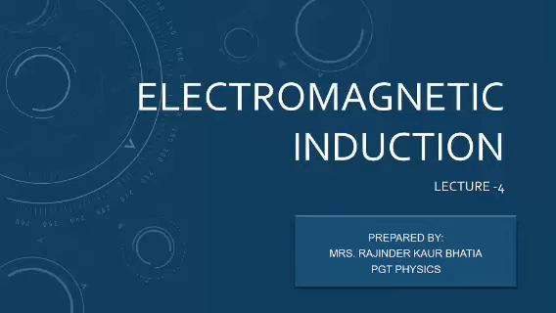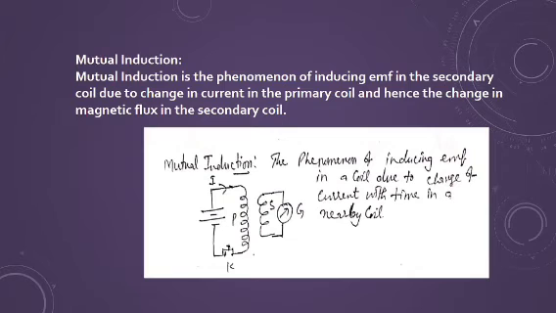Induction, in continuation of the previous class. Today we will be learning about mutual induction. This is when I make the current pass through one coil, then an induced EMF, and hence the induced current, is produced in the nearby coil because of the change in the magnetic flux, as was seen in Faraday's experiment.